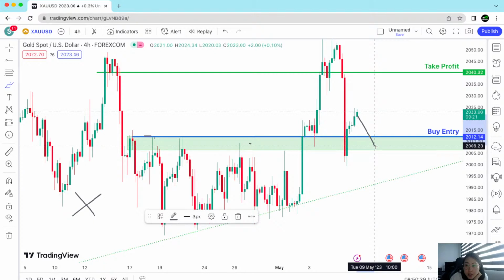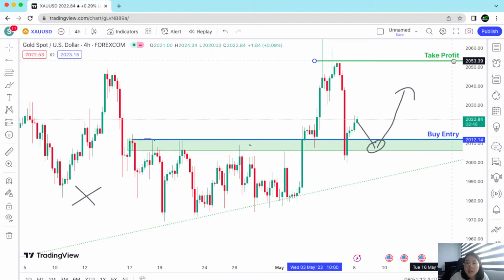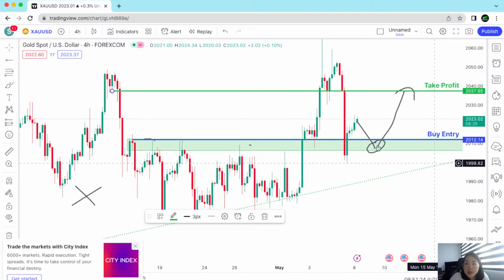Okay, if I'm being very ambitious, I'll put my take profit here, right on top of the swing high, or even more ambitious here, where this swing high is. But the whole point is not to be too ambitious. The whole point is to win. So I'm just gonna put it here where this swing low is instead, and hopefully price is strong enough to pull back, reverse, and push all the way up to our take profit.